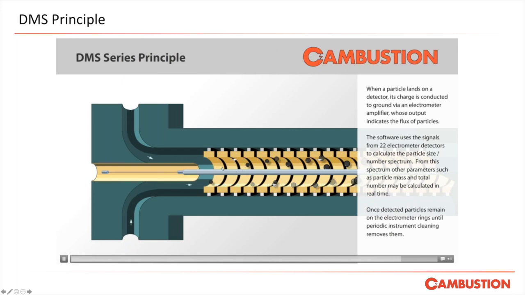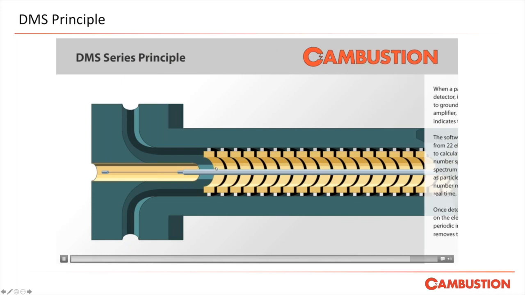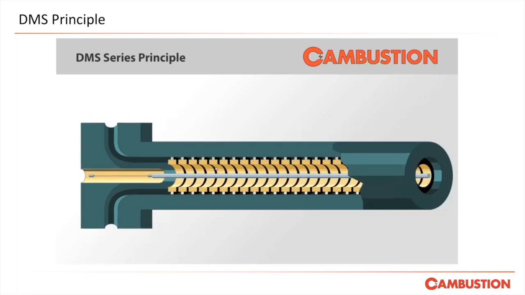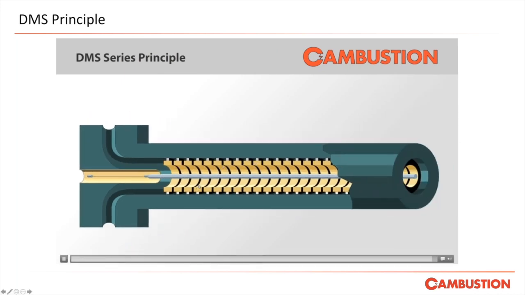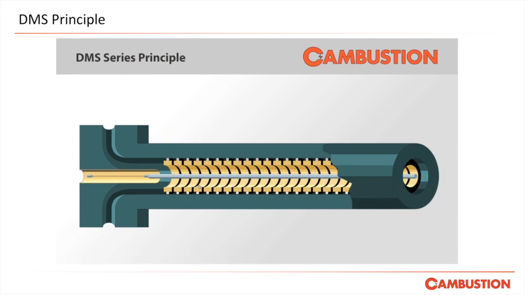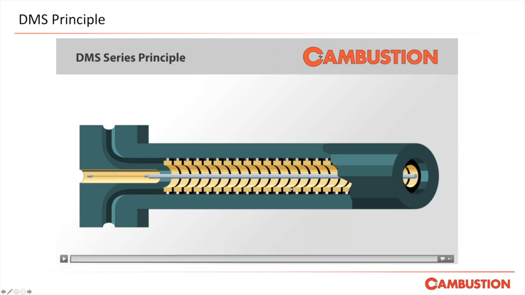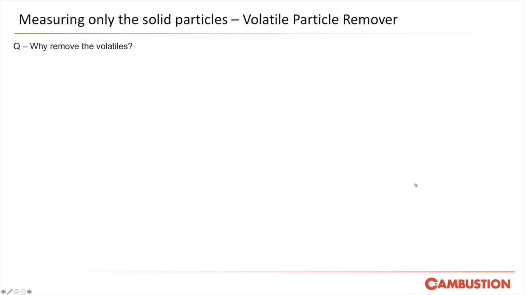And each of these rings is connected to a current detector, an electrometer or an ammeter. The amount of current induced is proportional to the number of particles in some way, or is related to at least. That gives you a concentration, and the ring on which the particle lands gives you the electrical mobility, which is converted into particle size for small particles here and large particles down here.